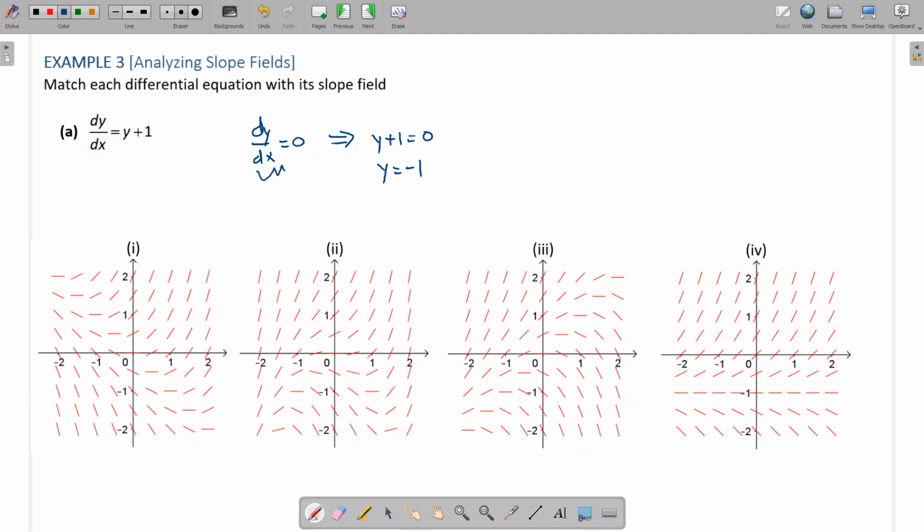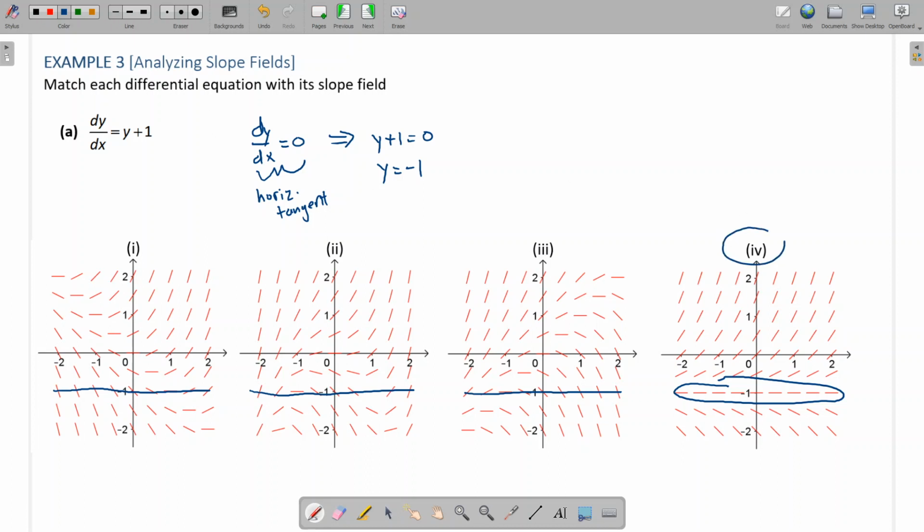Now, why is this important? If the derivative is 0, that means we're going to have a horizontal tangent. So we're looking for graphs that have horizontal tangents, and they should be horizontal tangents along y equal -1. Which one has that? Here's y equal -1. Those are not horizontal tangents. This one, not horizontal tangents. None of those are horizontal tangents, but this one, bingo. All of those are horizontal tangents. That's the telltale sign for this one. That gives it away. This guy has to be 4.